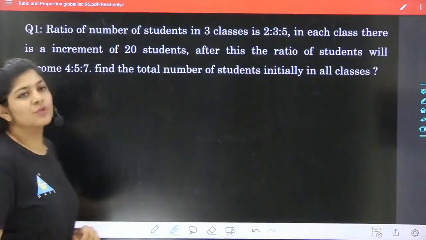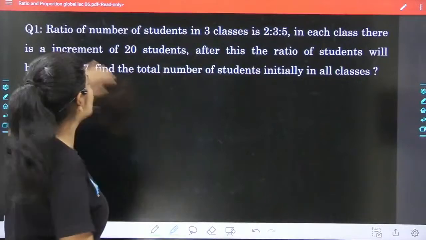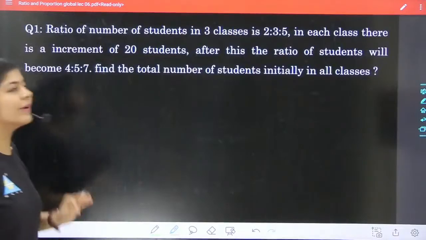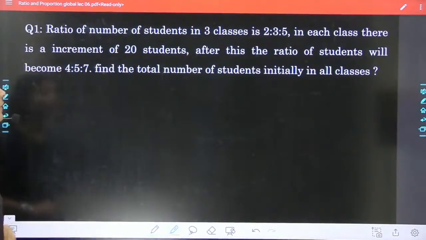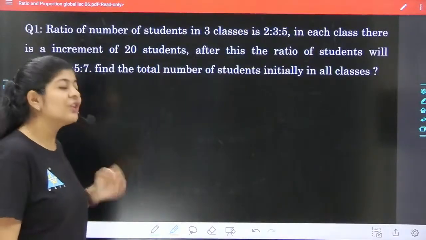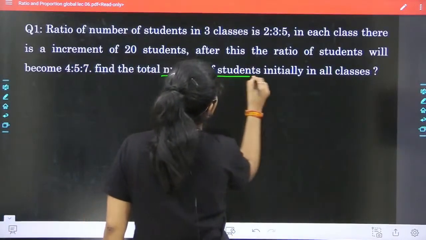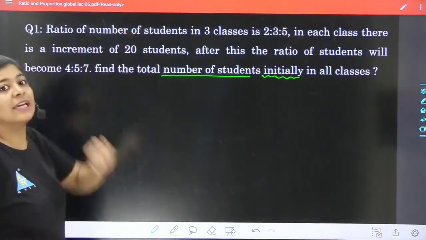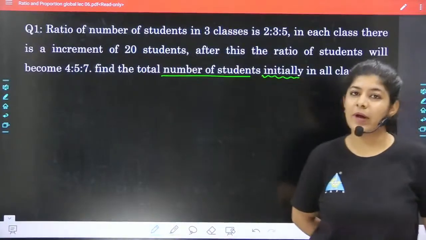The ratio of the number of students in 3 classes is 2:3:5. In each class, there is an increment of 20 students. After this, the ratio of students will become 4:5:7. Find the total number of students initially in the class. What we have to do is find the number of students initially, that means before the increment of 20 students in each class. How do we calculate this, and what is the correct answer of question number 1?